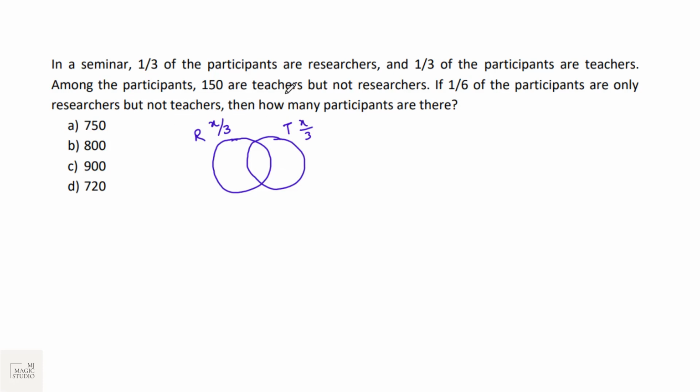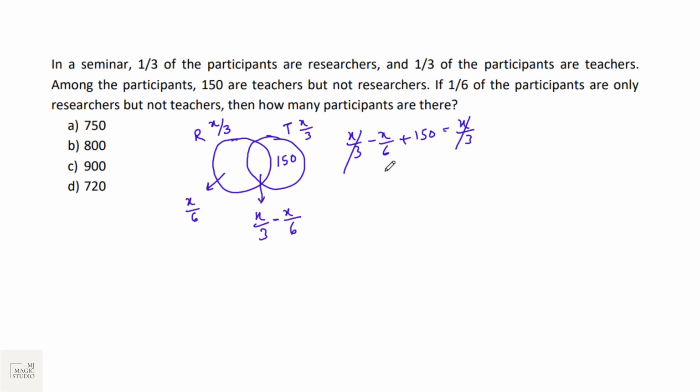Among the participants, 150 are teachers but not researchers. So this is the area which represents teachers but not researchers. This is 150. If 1/6 of the participants are only researchers, in this part is x by 6, but not teachers, then how many participants are there? Now if we look at the researcher and we have taken that there are x number of participants, what is the value of this area? This is x minus x by 3 minus x by 6. Now if I look at the teacher Venn diagram part only, I can say x by 3 minus x by 6 plus 150 is equal to x by 3.